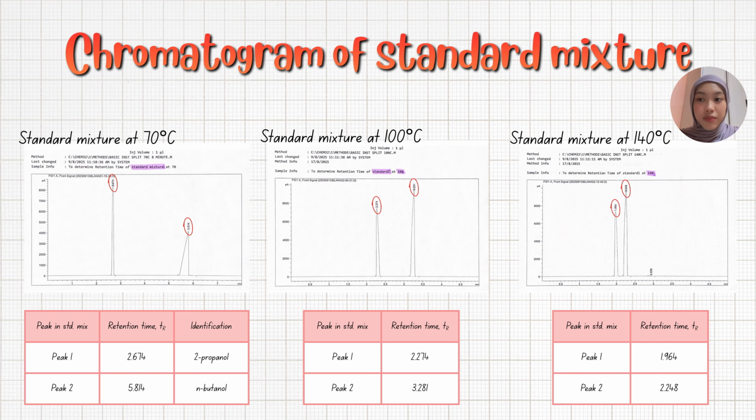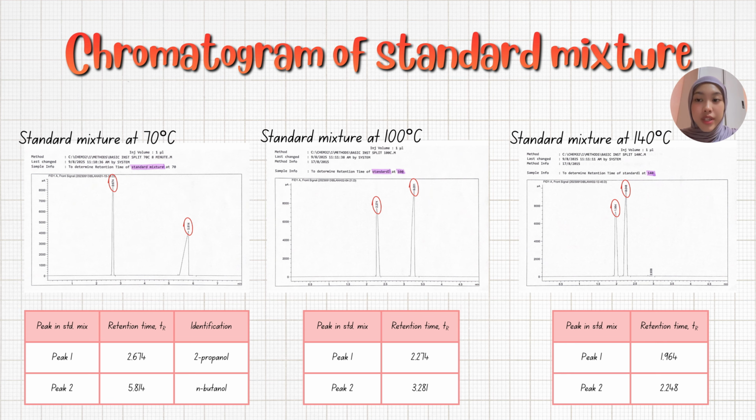On this slide, the chromatograms of the standard mixture at 70 degrees Celsius, 100 degrees Celsius, and 140 degrees Celsius are presented. At 70 degrees Celsius, two main peaks were observed. Peak 1 had a retention time of 2.674 minutes, which was close to the retention time of pure 2-propanol at 2.707 minutes. Therefore, peak 1 was identified as 2-propanol. Peak 2 had a retention time of 5.814 minutes, which was close to the retention time of pure N-butanol at 5.955 minutes. Therefore, peak 2 was identified as N-butanol.